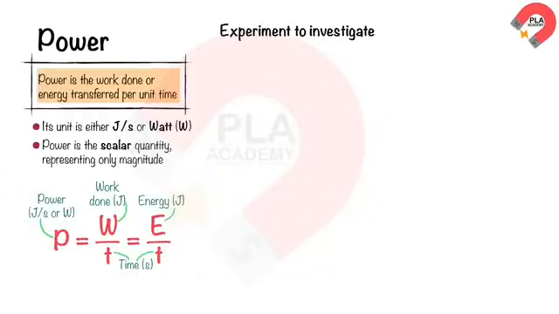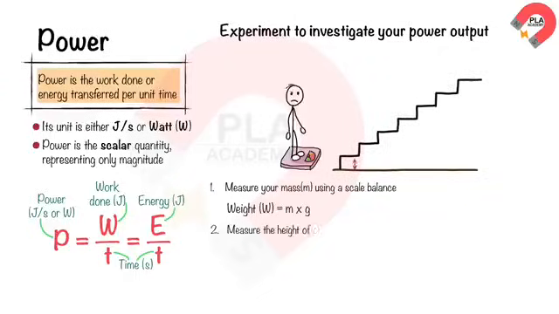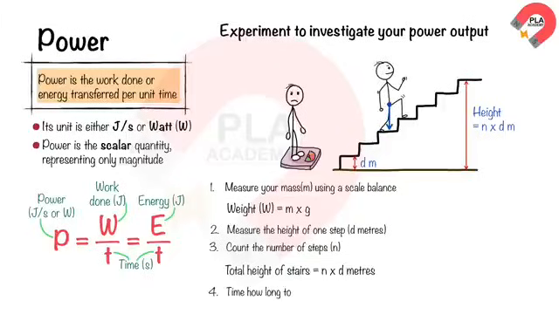Experiment to investigate your power output. First, measure your mass using a scale balance, and then multiply by gravity to get your weight in newtons. Second, measure the height of one step of the stairs in meters. Third, count the number of steps. So, the total height of stairs equals n times d meters. Fourth, time how long it takes to climb the stairs in seconds using a stopwatch.